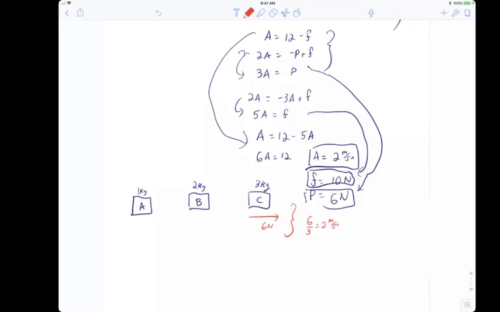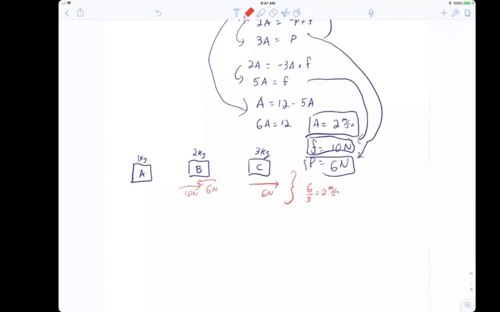On box B, there are two forces. One of them pushing to the left with 6 newtons, and the other pushing to the right with 10 newtons. And so the net force is going to be plus 4 newtons to the right, and the acceleration is F divided by m, which is 4 over 2, plus 2 meters per second squared. They all have different amounts.